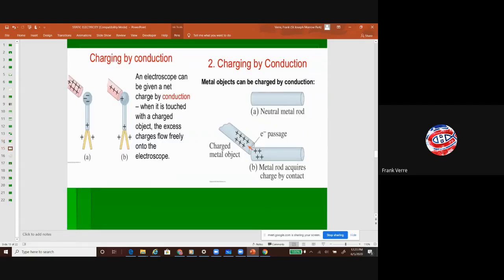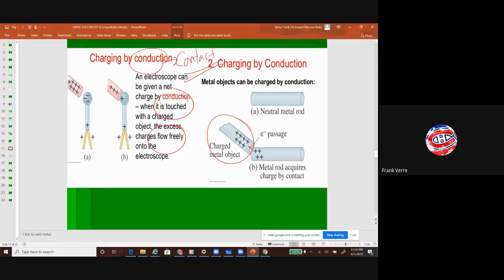The other way to charge something is through conduction. In conduction, you have an object that is charged, and it makes contact with another object. So in conduction, you have to have contact, and the charge can freely move into the next object because they're touching. So that's conduction.